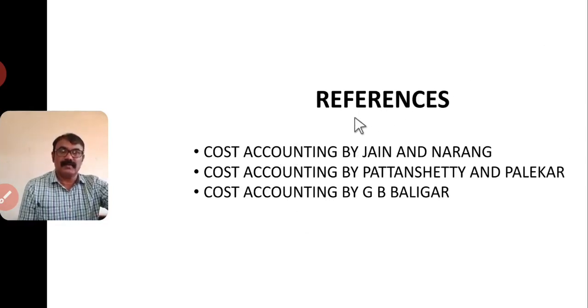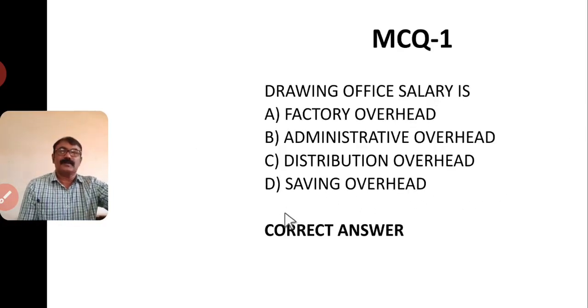For reference books: Cost Accounting by Jain and Narang, Cost Accounting by Pattanshetty and Palekar, Cost Accounting by G.B. Valagar. Under this, again we have MCQ questions. Drawing office salary, it comes under which head? Factory overhead, administration overhead, distribution overhead, or selling overhead. Which head? A, factory overhead. It is the right answer.